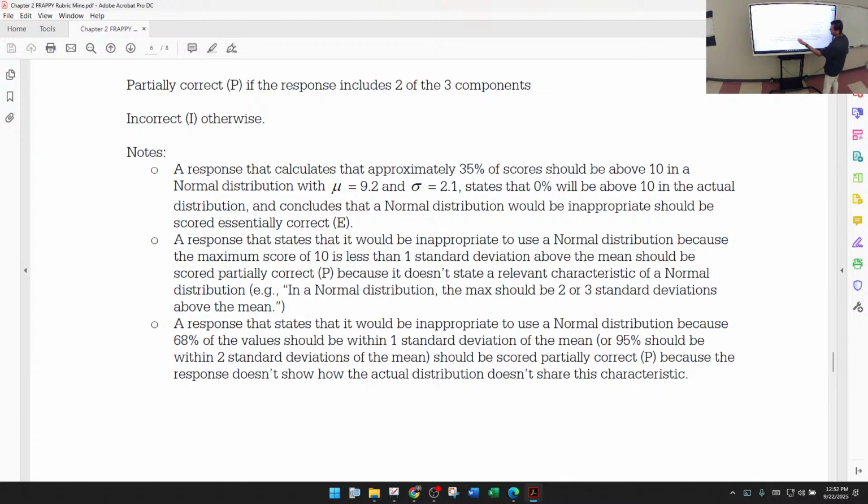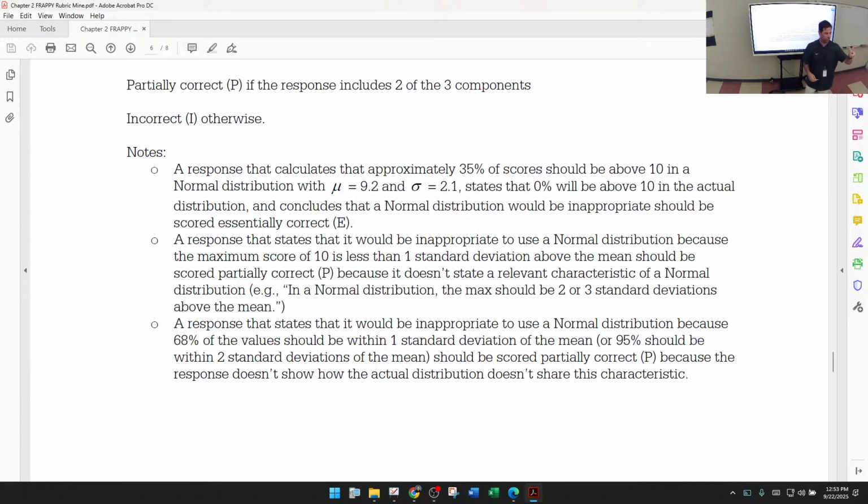A response that states it would be inappropriate to use a normal distribution because 68% of the values should be within 1 standard deviation of the mean, or 95% should be within 2, should be scored a P again, because the response doesn't show how the actual distribution doesn't have that characteristic. So you had to basically talk about what a normal distribution does. You had to talk about what that distribution does and how they're different. Everybody okay with that?